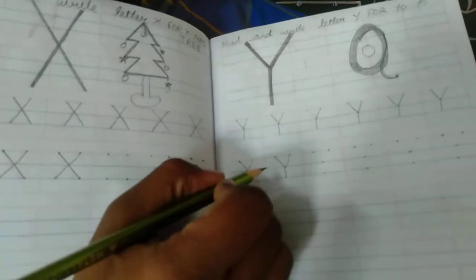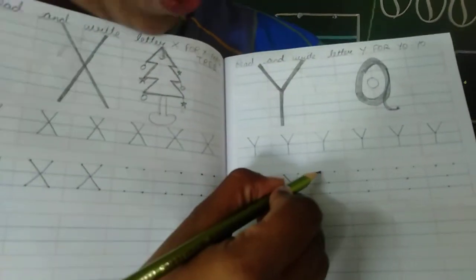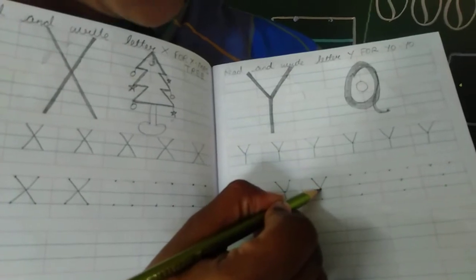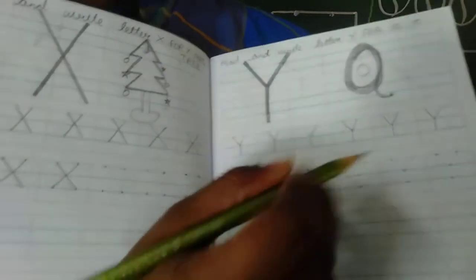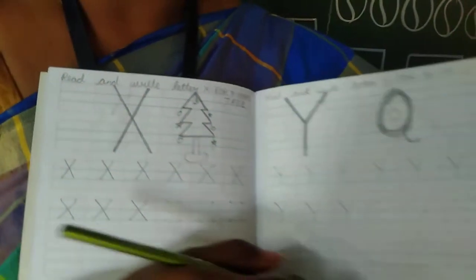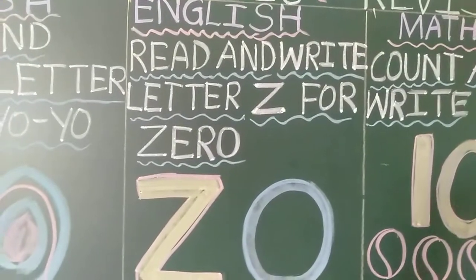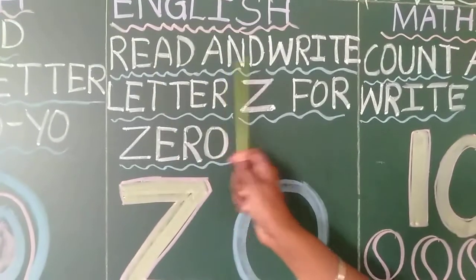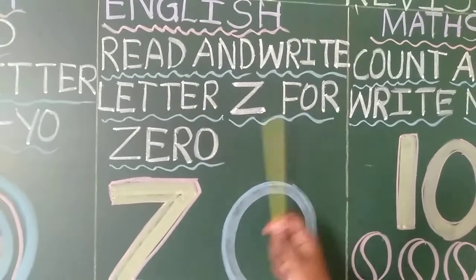Y. What are we making? Y. Red to blue, slanting line, red to blue, slanting line. One more standing line. In this way, you have to complete full page. Okay, students? Now we will see how to write another letter. Which letter? Read and write letter Z for zero.